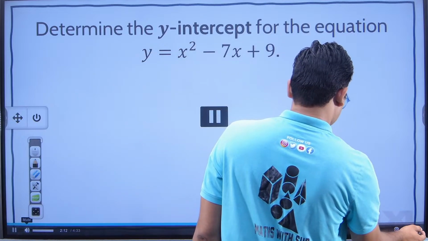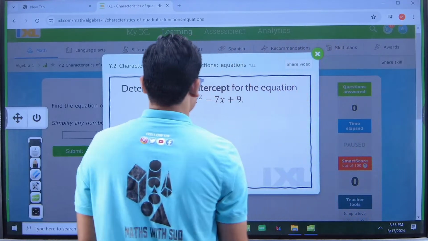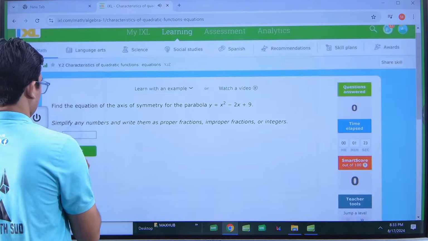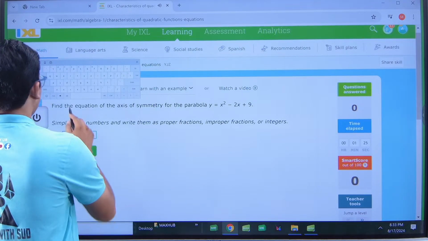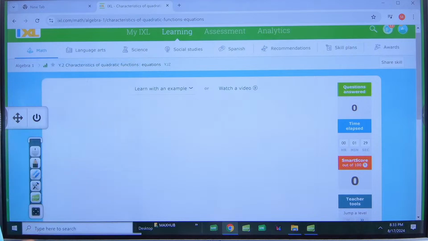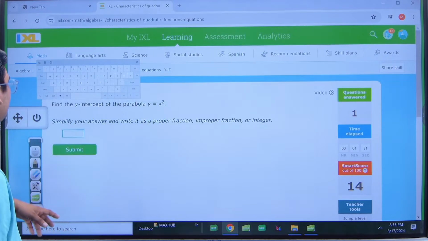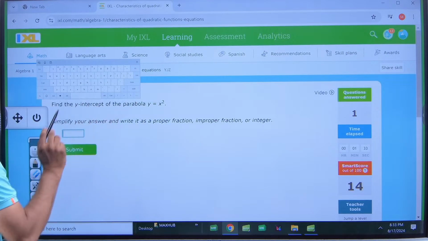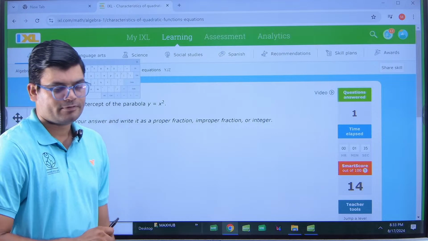Let us see this. The y-intercept is where the function crosses the y-axis. So can I fill it as x is equal to 1? Let us check it out. Yes. Fantastic. Now find the y-intercept of the parabola y is equal to x square.